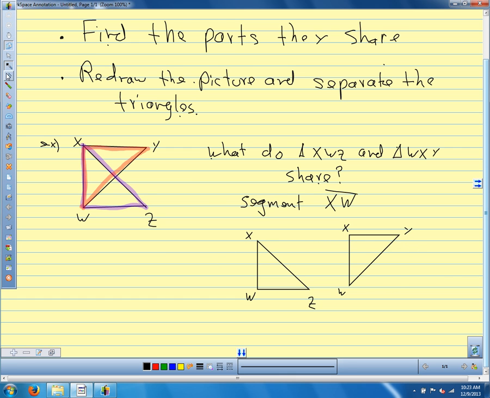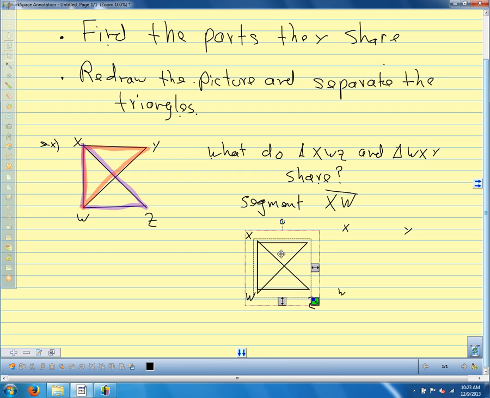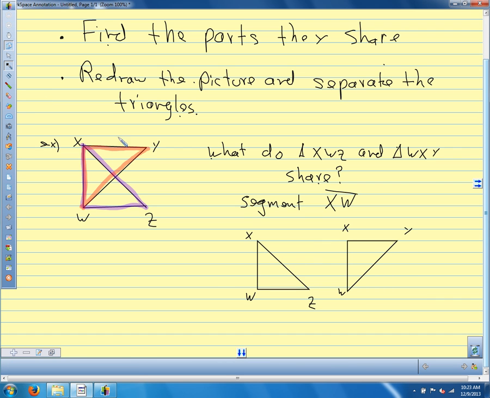And if we take these and put them right on top of each other, if I grab this one and put it right over here, if I drew them perfectly, they would match up and look exactly like this. So we can redraw, and we see that both of these triangles have the segment XW. So that's what we're trying to do here. Sometimes it can be helpful to draw the two triangles separately to see that they share segment XW.